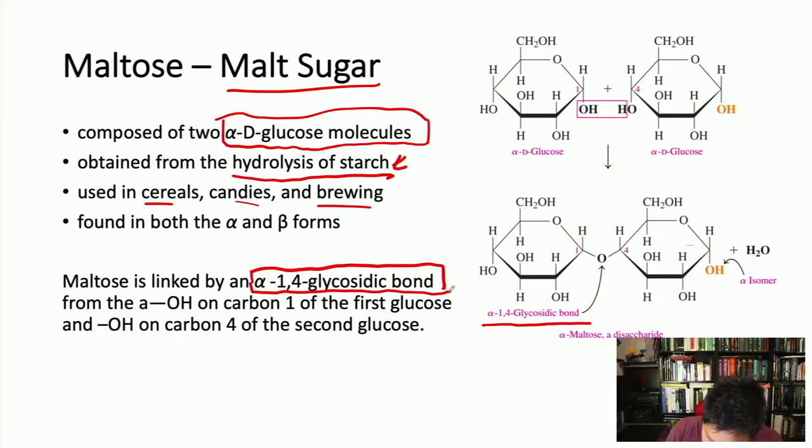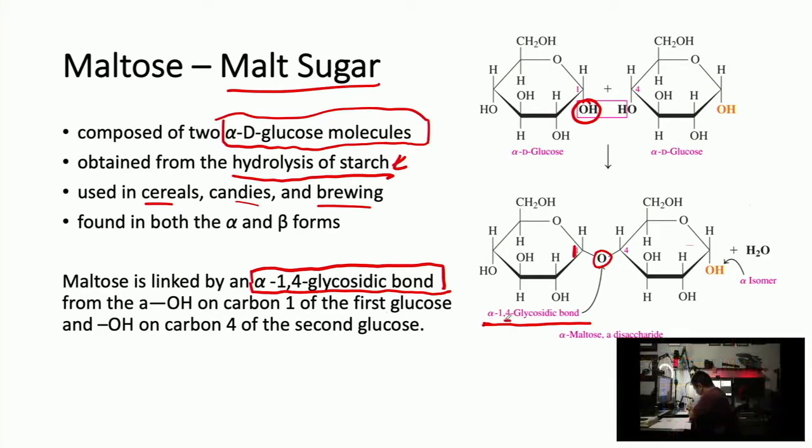What does that mean? It means that it's an alpha because the oxygen that forms this bond came from this first glucose, and that hydroxyl that it came from is pointed down, right? So it's an alpha glucose, and that's what forms the alpha in the 1,4 glycosidic bond. It's 1 because it's on the first carbon of that first glucose, and 4 because it's on the fourth carbon of the second glucose. So remember that maltose has an alpha 1,4 glycosidic bond. It'll come back to you later.